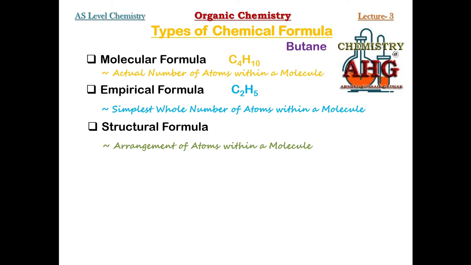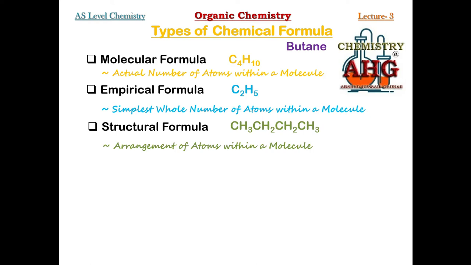Look at the structural formula of butane. It will be CH3CH2CH2CH3. Now what you can see there are four carbon atoms. The first and the last carbon from either side are each bonded to three hydrogen atoms, while each of the central carbon atoms is bonded to two hydrogen atoms. So whenever you are getting this type of information from a formula, it is known as structural formula.